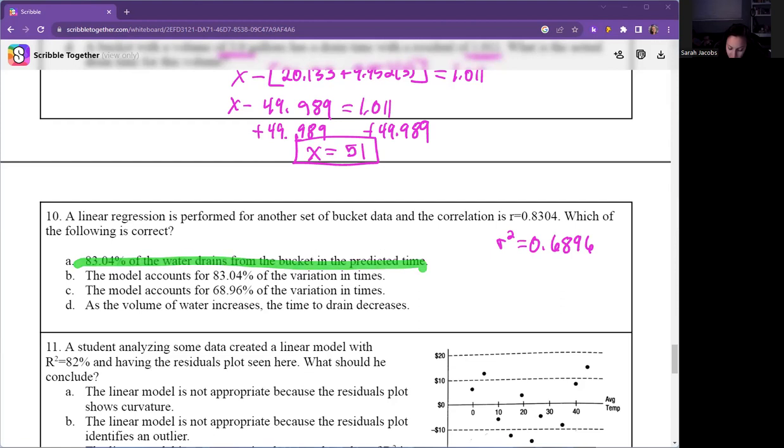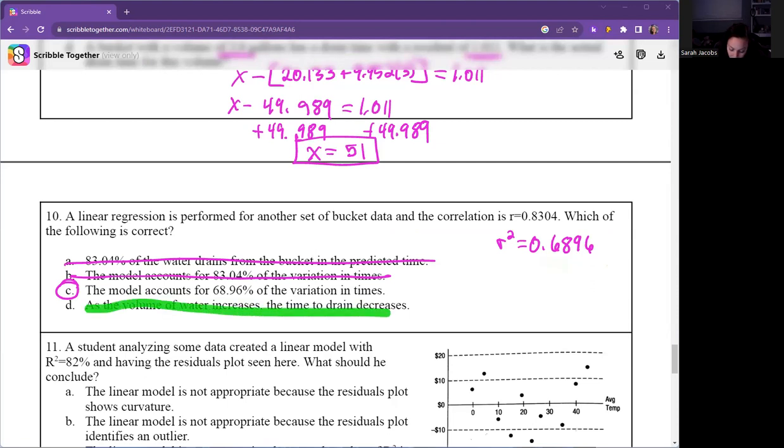Okay. So 83.04% of the water drains from the bucket in the predicted time. That is not what R squared talks about, and it's not what R talks about. The model accounts for 83.04% of the variation in times. So that's getting closer. But again, this is pretty much what R squared is, not what R is. So we can't say it about R, but we can say it about R squared. So the model accounts for 68.96% of the variation in times. Yeah. So that's going to be our answer.